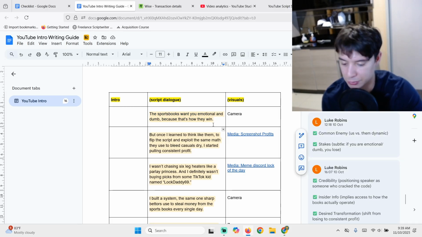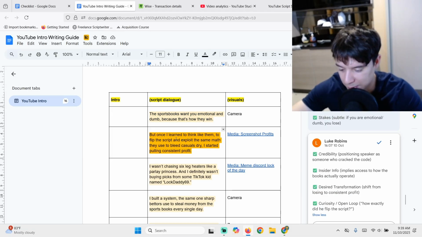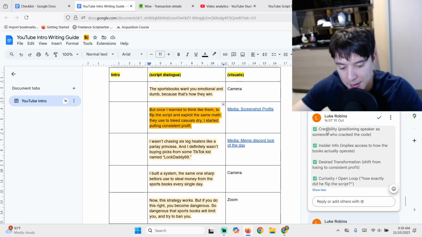Sportsbooks win, then you lose money. So that's what's at stake. Also, sportsbooks are the enemy of ours that we're fighting against. "Once I learned to think like them, to flip the script and exploit the same math they use to bleed casuals dry, I started pulling consistent profit." And we have a screenshot. So credibility is shown here because the speaker says, I started pulling consistent profit. Shows that they cracked the code.